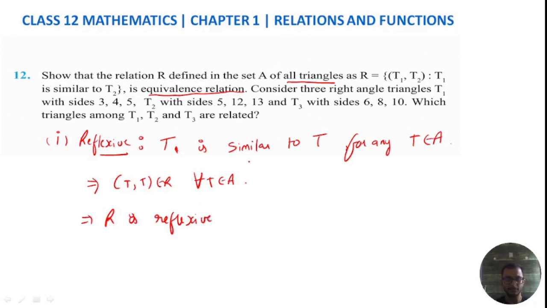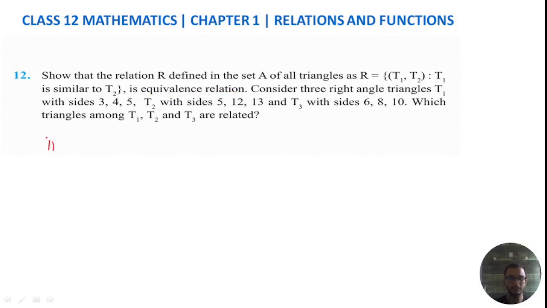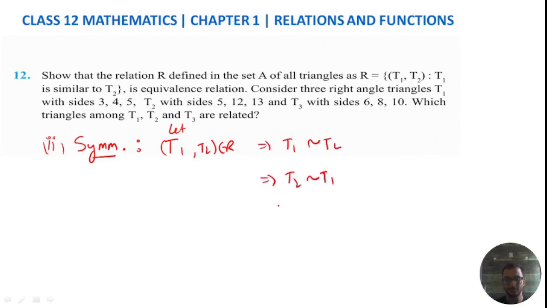Let's do the symmetric part now. Why is it symmetric? I will do it quickly. This is now our usual task, we are doing this in every video. Symmetric. Let (T1, T2) belong to R, which implies T1 is similar to T2. But this also implies that T2 is similar to T1, right? So this implies (T2, T1) belongs to R. So we are done, right? We have shown (T2, T1) belongs to R. That's what we needed for showing symmetric.